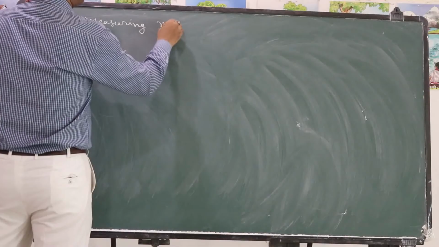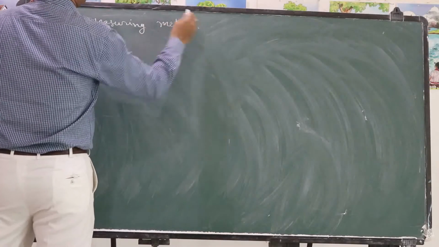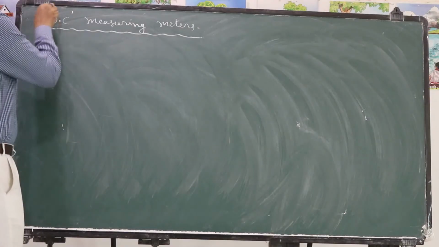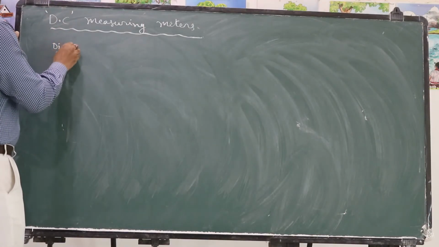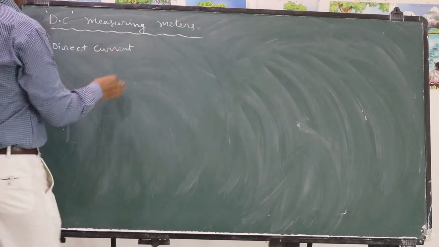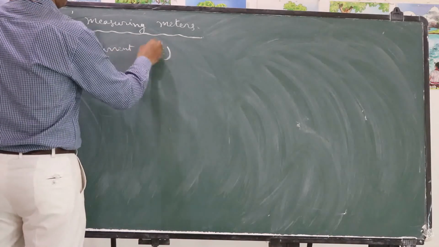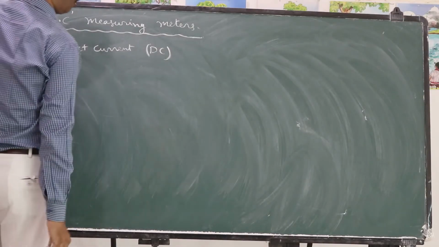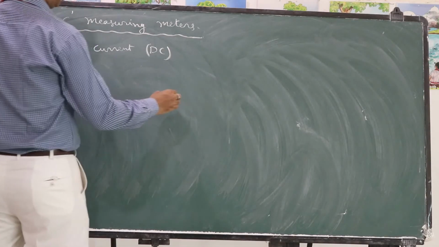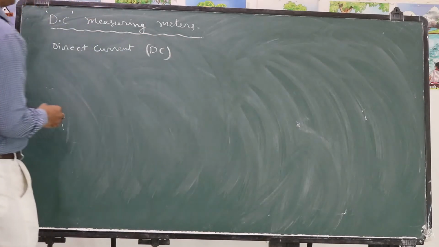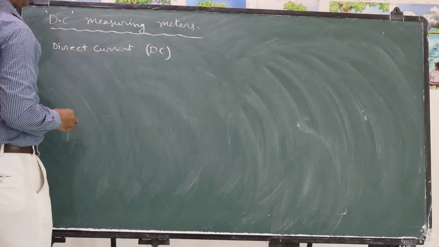Measuring meters. DC means direct current. As we discussed in the earlier problem, the current which is passing from the positive terminal of the cell to the negative terminal of the cell throughout the circuit is considered as direct current.